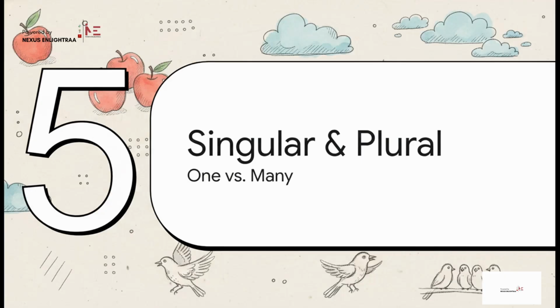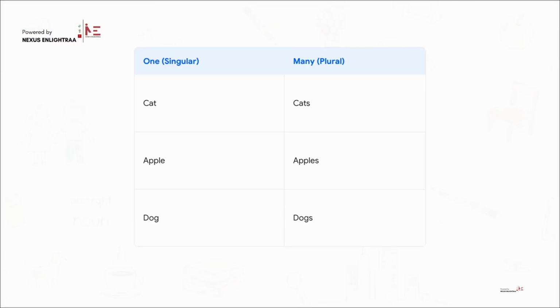And that brings us to section 5, singular and plural nouns, one versus many. Now, what's really interesting about this slide is just how simple the rule is for most words in English. To change a noun from singular, which just means one, to plural, which means many, you usually just add the letter S to the end. That's it. One cat becomes many cats. One apple becomes many apples. One dog becomes many dogs. Just popping an S on the end completely changes the number of things we are talking about.